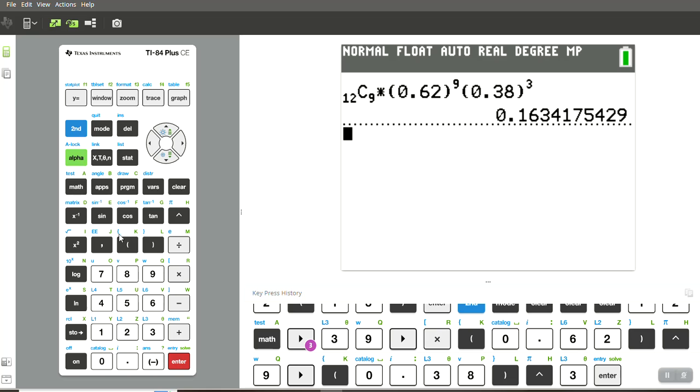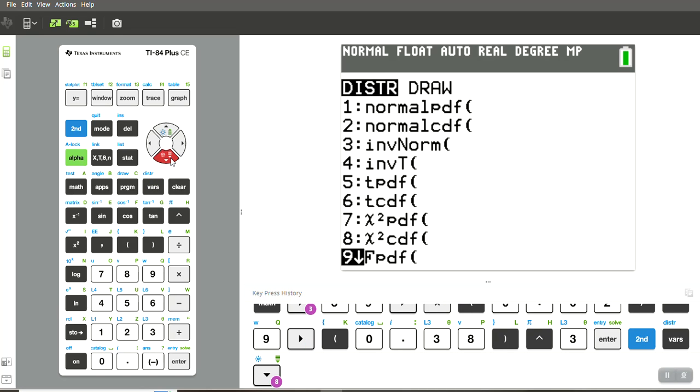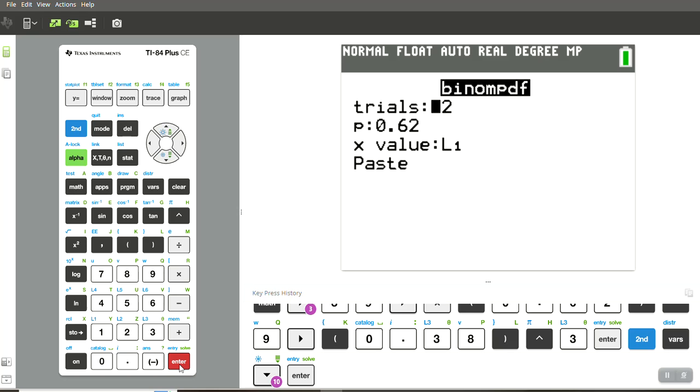Another way to find this probability is to use the Binomial PDF functionality in the calculator. If you push second vars, you'll get to this distribution menu of functions. It's a bit down there in the list. Go all the way down, you'll see option A is the Binomial PDF. The newer graphing calculators show you in the list what the syntax is for this function. The first value is n, which is the trials. The next value is p for the probability of success. And the third value is the x value, which is the number of successes.